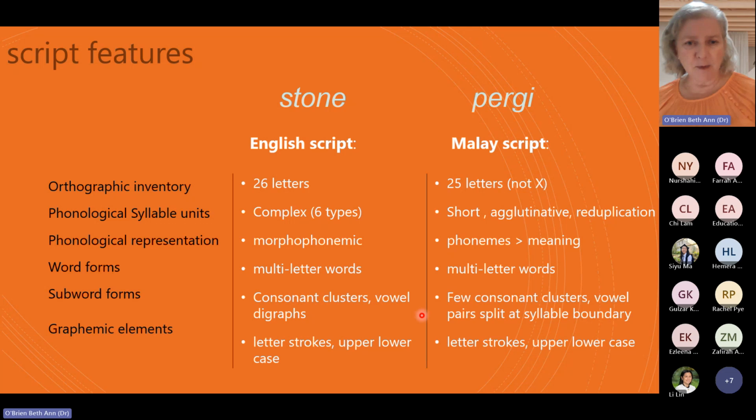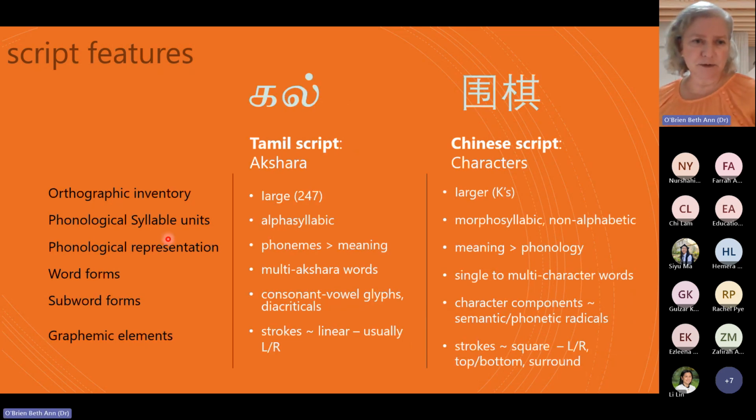Sometimes there are vowel pairs that actually are either pronounced together, or if they're at a syllable boundary, can be pronounced separately. So that causes some complications for spellers. And then, of course, they have similar graphemic elements in terms of letters and letter strokes. So the other two scripts are quite different.